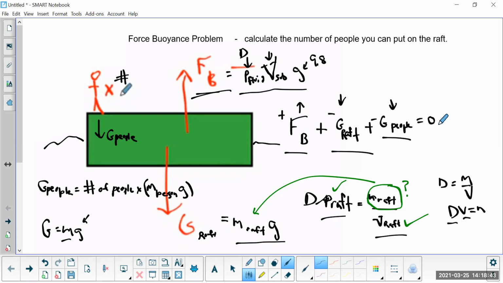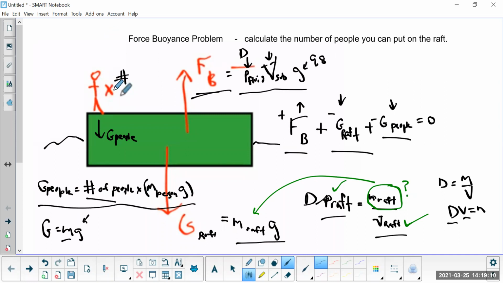That would be the weight of the people going down. That would be the difference in those two things, because you want everything to balance out. If you want to put as many people on there as possible without sinking it, you want the buoyant force going up to be exactly equal to these forces trying to pull down. So over here, I tried to explain how to figure out the extra number of people.